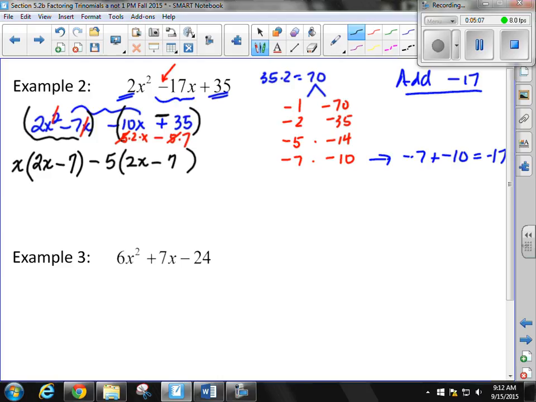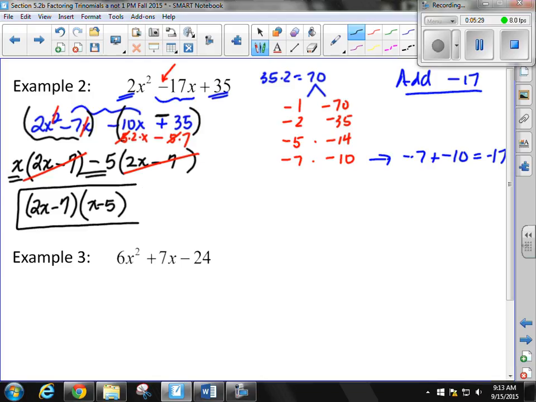Now if you notice, both of the parentheses contain exactly the same polynomial, so that's my common factor. Factor out 2x minus 7, and in parentheses what's left is x minus 5. And now my polynomial is completely factored.